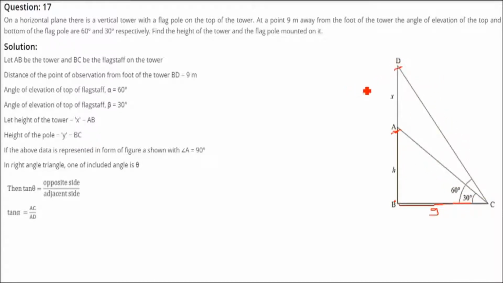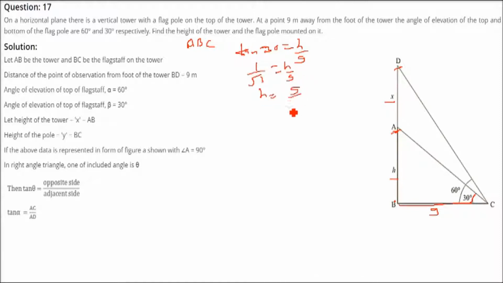So we have to find the height of the tower and the flag pole mounted on it. We have to find this one and this one. Let us take this as h and this as x. First we will take the smaller triangle, and we know the distance from here to here is 9. So let us take the smaller one, that is 30 degrees. Triangle ABC I am taking. So we have tan 30 degrees as h by 9. What is tan 30? It is 1 by root 3.